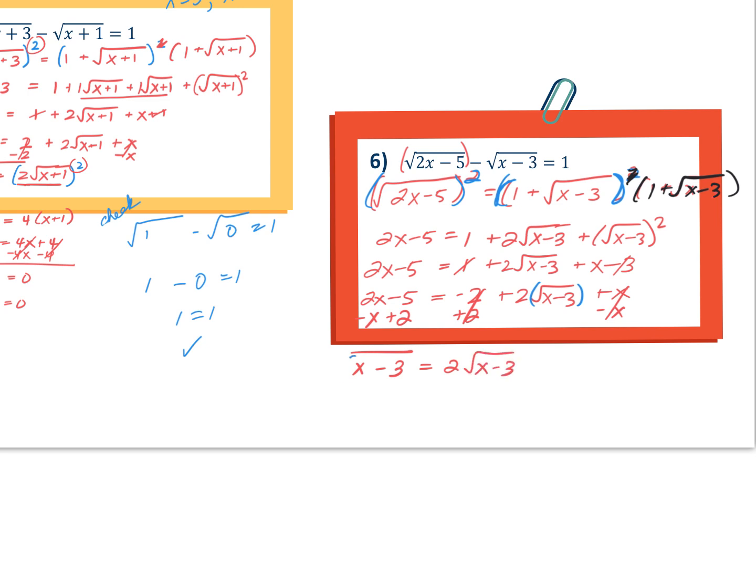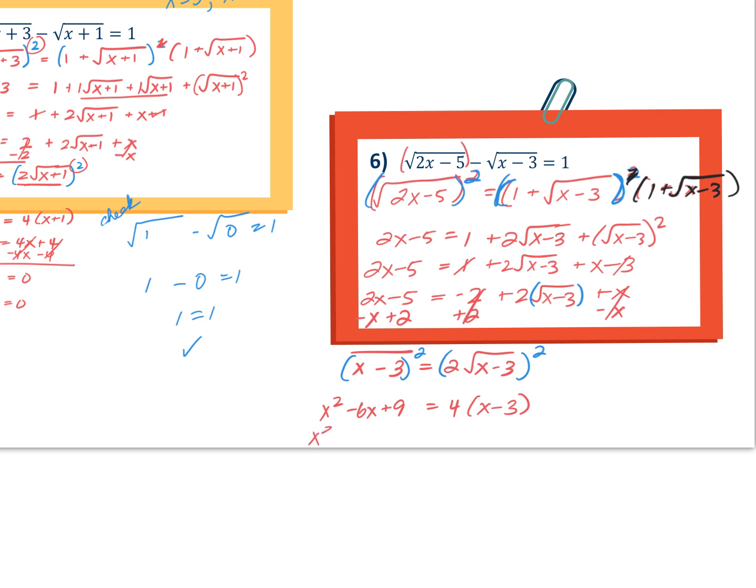At this point, I can square my two sides, okay? Because again, that's going to get rid of that square root. So I'm going to get x minus 3 squared. I'm going to have to FOIL that. It's going to be x squared minus 6x plus 9. The right side is going to be 4. 2 squared is 4. And then the square root of x minus 3 squared is just x minus 3.